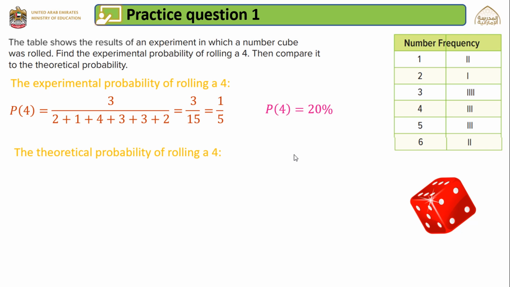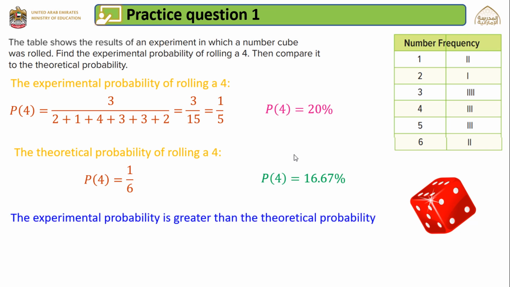The theoretical probability of rolling a 4 is 1 over 6, because we have 6 faces and 4 occupies only one face. So the probability of rolling a 4 in the theoretical probability is 16.67%. So the experimental probability is greater than the theoretical probability.